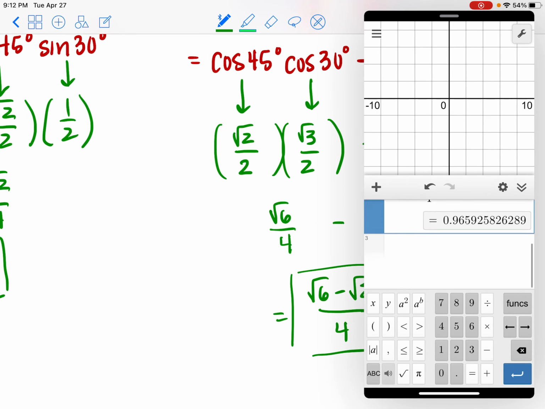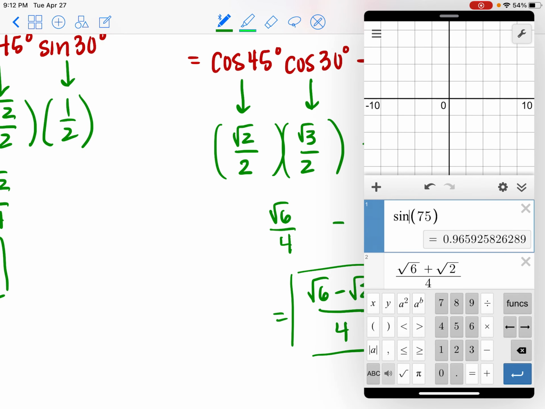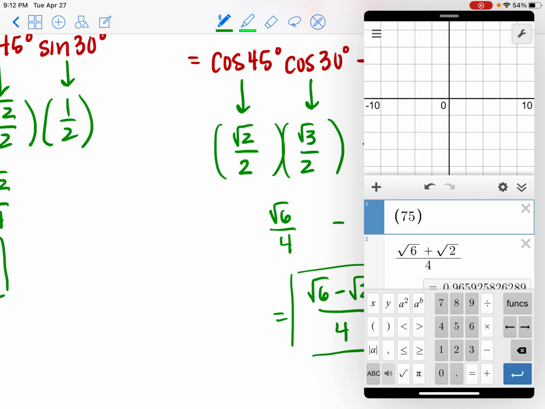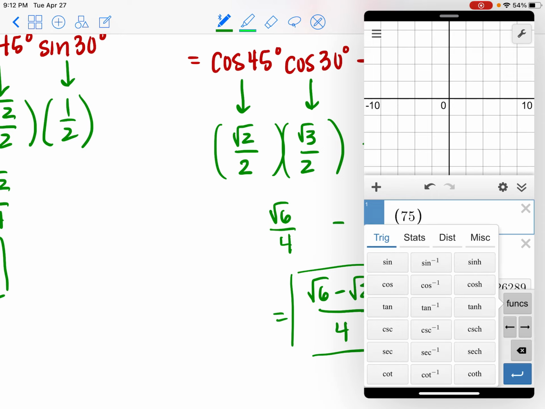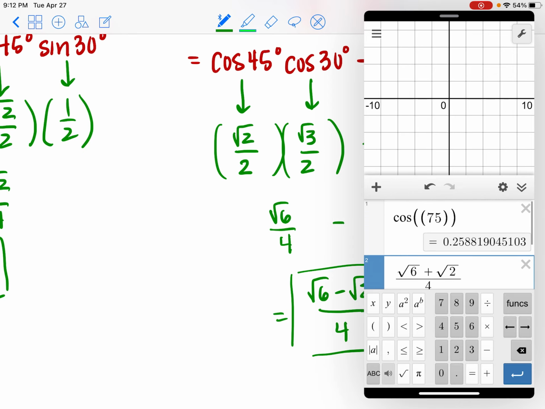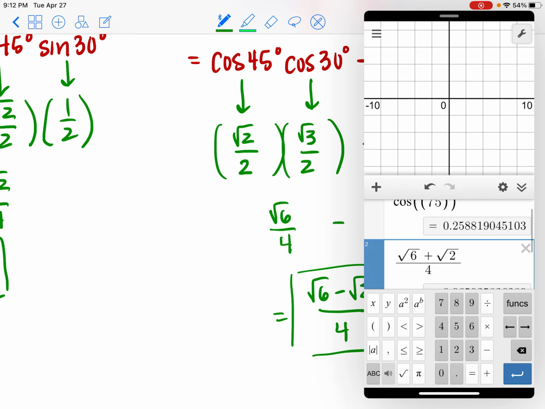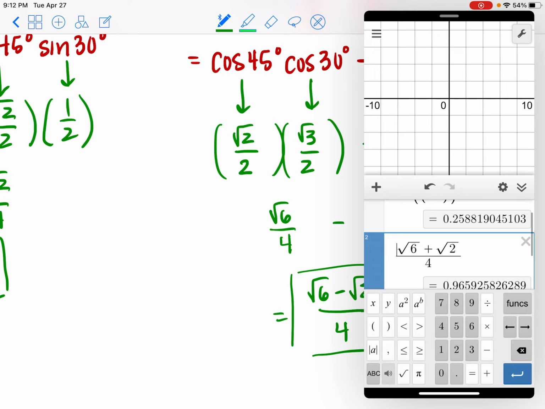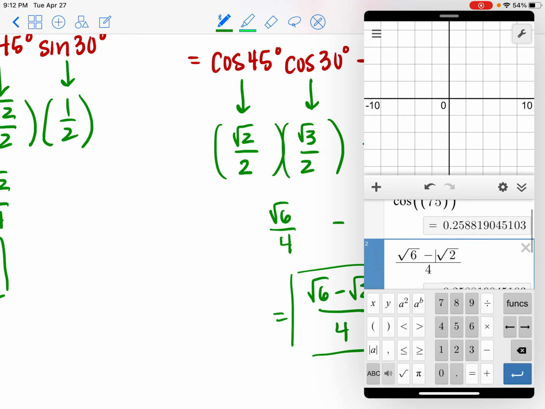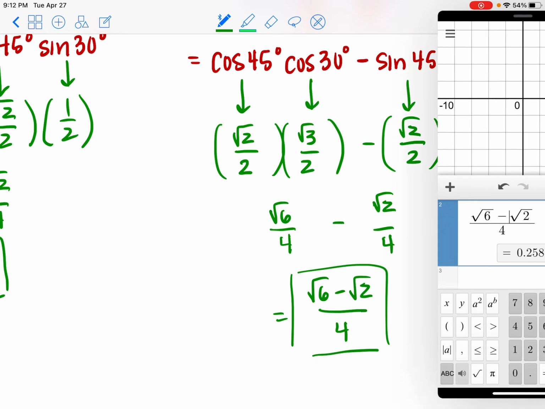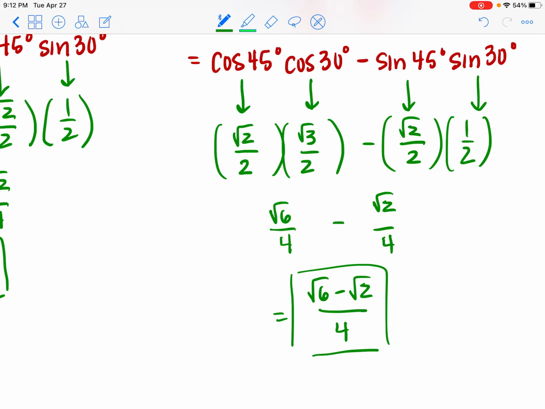And again, let's just confirm. So if I change this to a cosine, cosine of 75, it's about 0.259, and then it should be a radical 6 minus a radical 2 over 4, and look at that, those decimal values are the same, so we've confirmed that we've done this correctly.